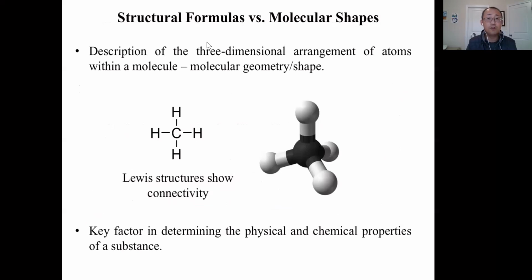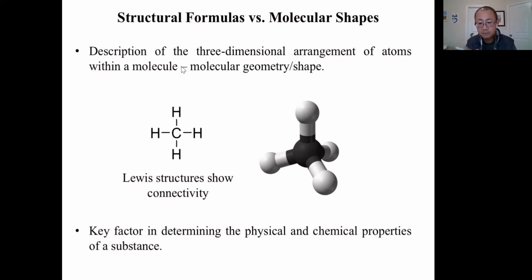Now, after we have a Lewis structure on a two-dimensional paper, that Lewis structure shows how the atoms are bonded together, how they are connected together.